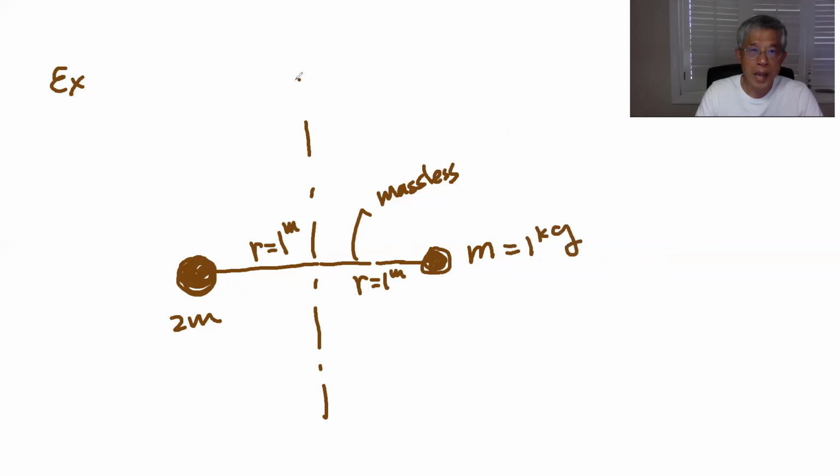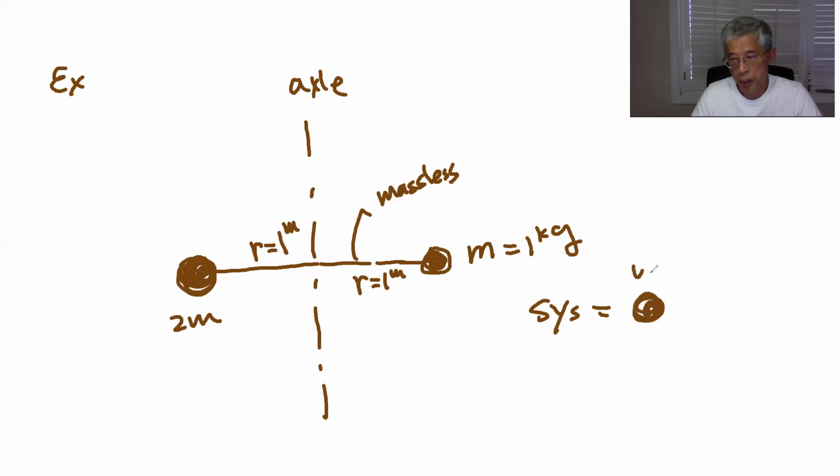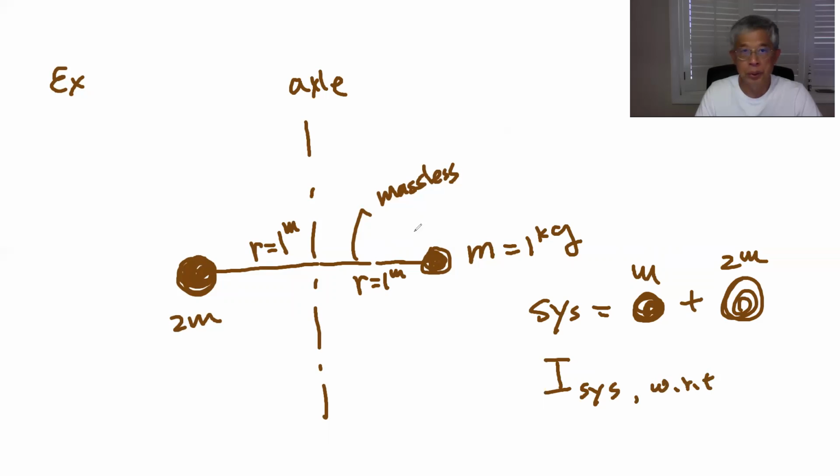So for this XO, let's compute the I for this two mass system. Your system is M plus 2M, and we're looking for the I for the system with respect to the XO. This XO, we can call that PP. Okay, so how do we do that?